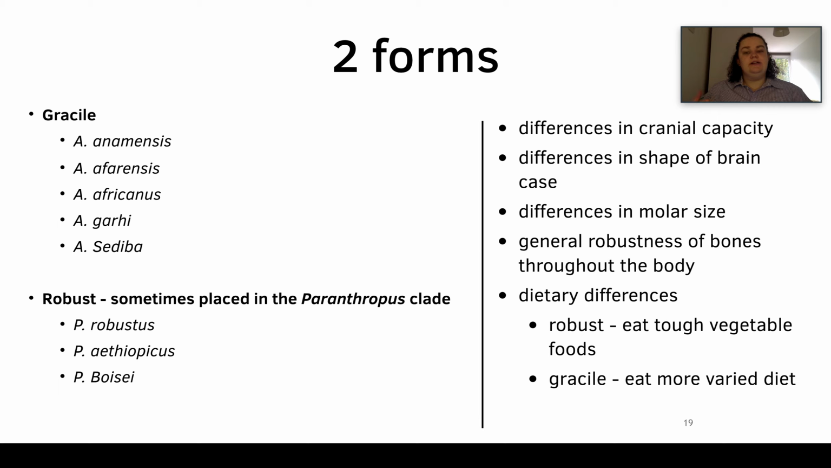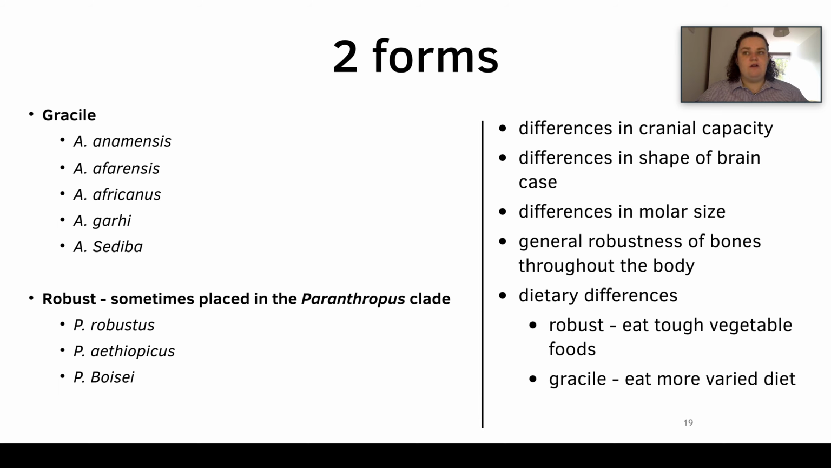So there are numerous differences between the gracile and the robust Australopiths, and this includes differences in cranial capacity, the shape of the brain case, molar size, as well as a general robustness of bones throughout the body in the robust clade, as well as dietary differences.